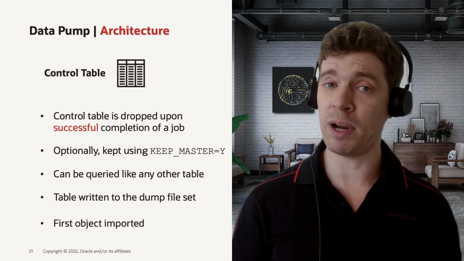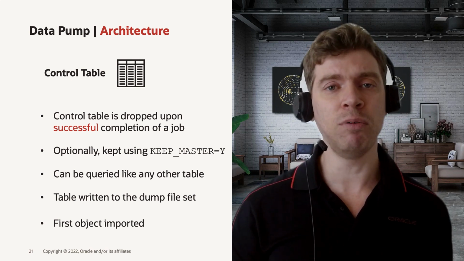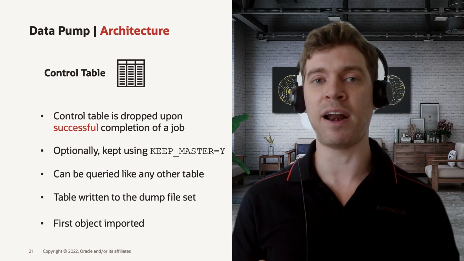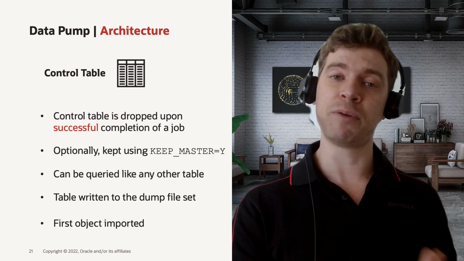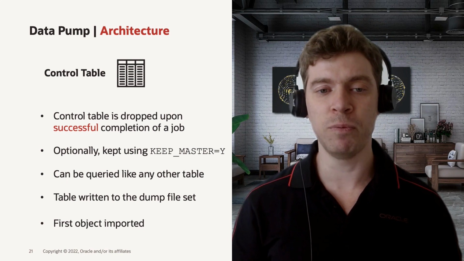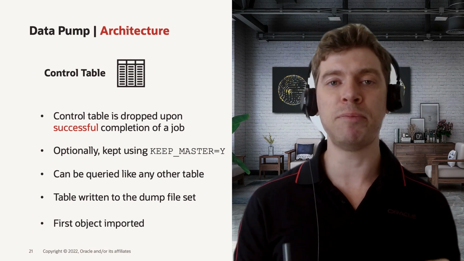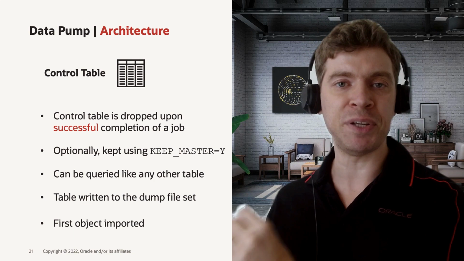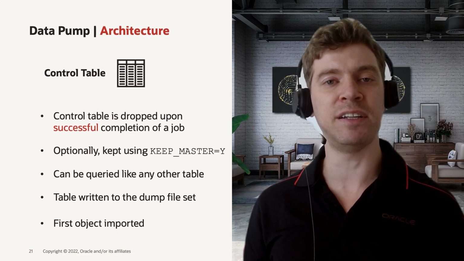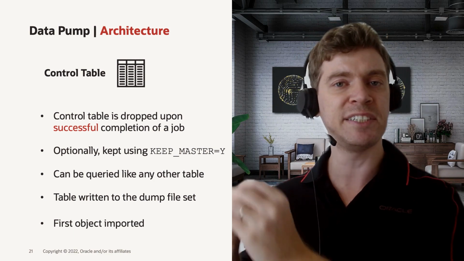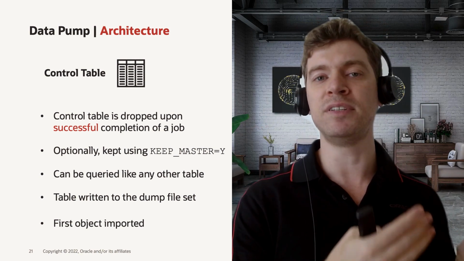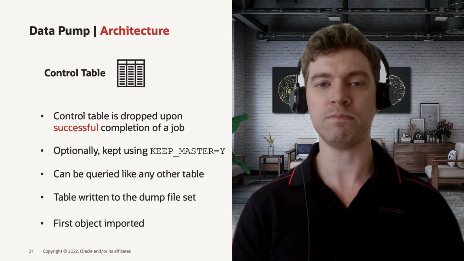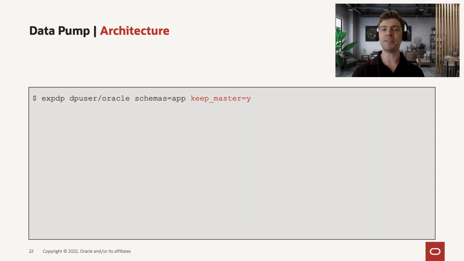This table can be queried like any other table. So you can create your own queries. You can have your automations to check the execution status and the execution percentage, just by querying this table. And this table is the first object imported when you run impdp. So when you run impdp, first the Data Pump job will create this table on the target database. Then it's going to read this table to import the objects from the dump file. So again, to keep that table, we use the KEEP_MASTER=YES parameter.